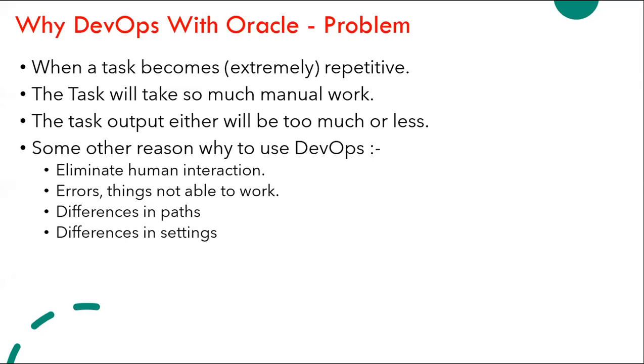The task, or some other reason, is to eliminate human interaction. Once you are going to automate something, there is no reason to keep intervention unless, for example, you have some issue in the code or some issue in the configuration. Also, you may need, for example, to upgrade your databases.